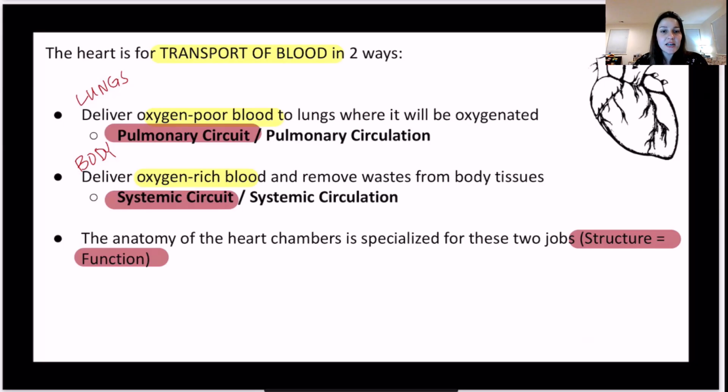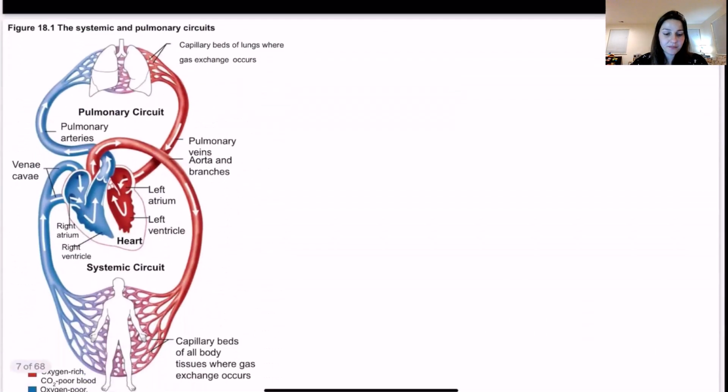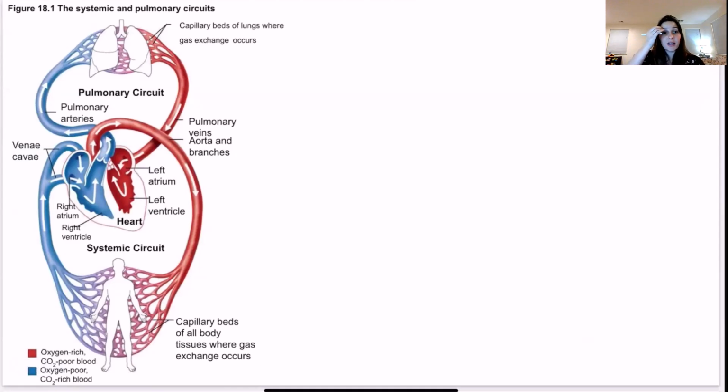So what does transport of blood look like? What are these two circuits? So here is a picture from your text. We have here, I'll highlight in yellow, the pulmonary circuit and the systemic circuit. But there's kind of a lot going on here.